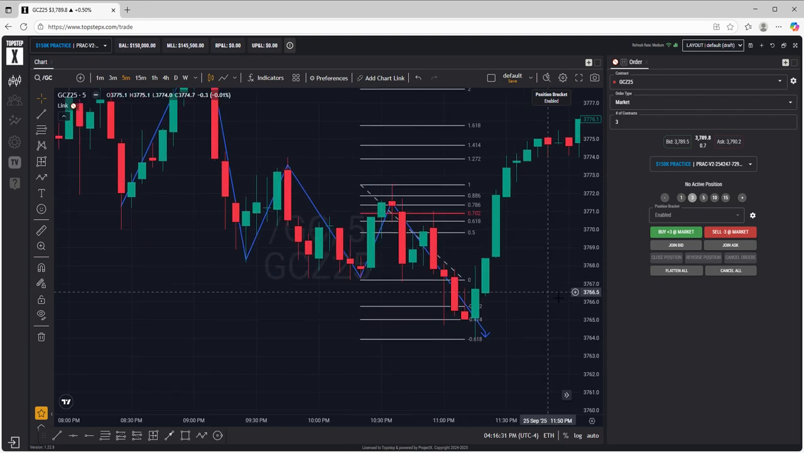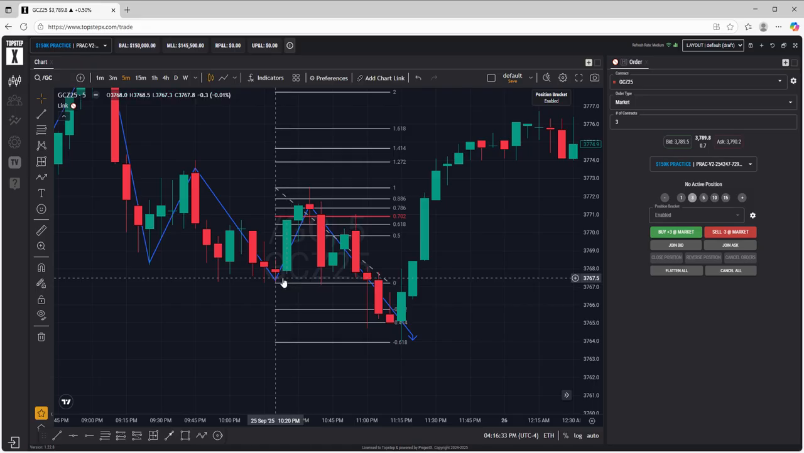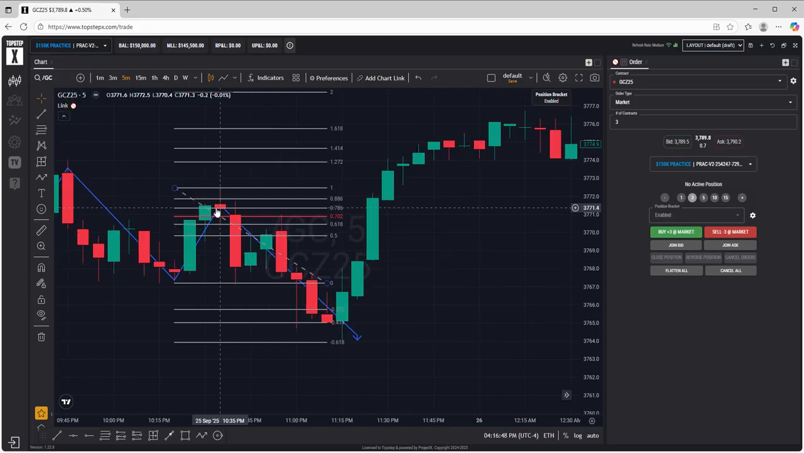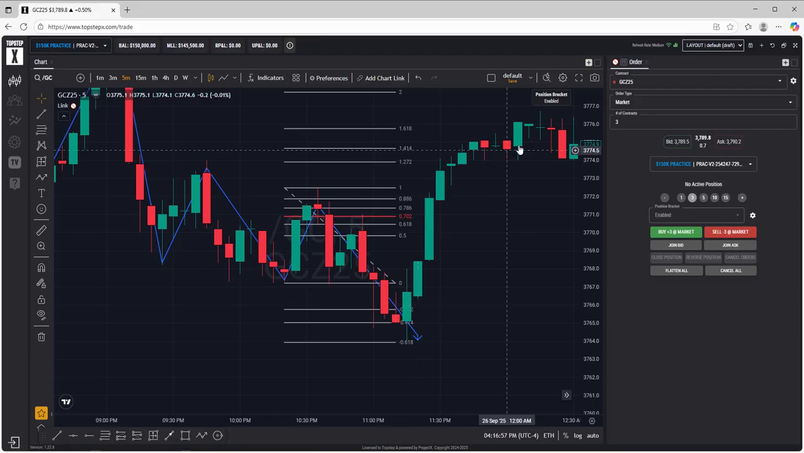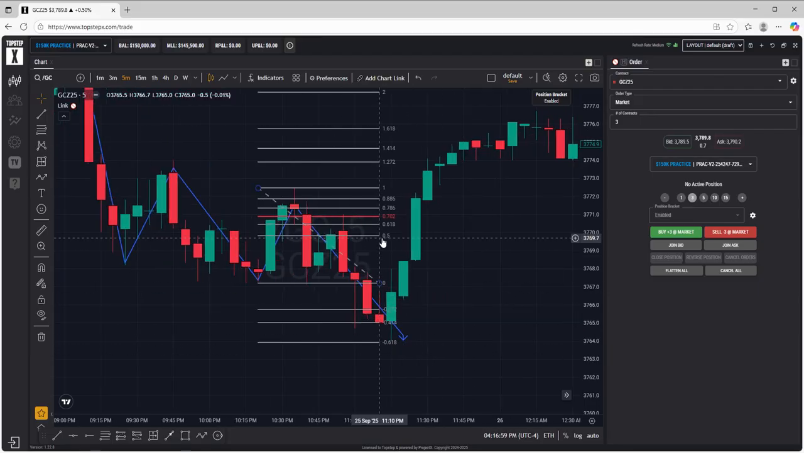All right, let's draw the fib. We drew the fib from the previous low to the newest high. I'm sorry, this is for sales. We drew it from the previous high to the newest low. High to the low. Price pushes down, pushes back up right off the 702. Boom. Then price reverses the other way. But this is a winning trade.